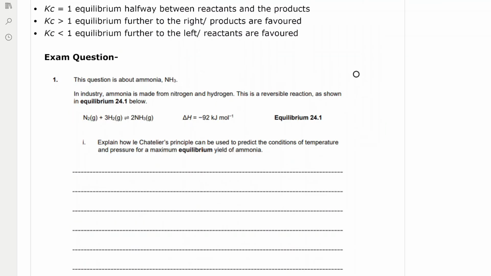So when Kc is equal to 1, that means that the equilibrium is exactly halfway between the reactants and the products. When Kc is more than 1, that means the equilibrium is shifted further to the right, so the products are favoured. And inversely, when Kc is less than 1, that means that the equilibrium is further to the left, or the reactants are favoured.